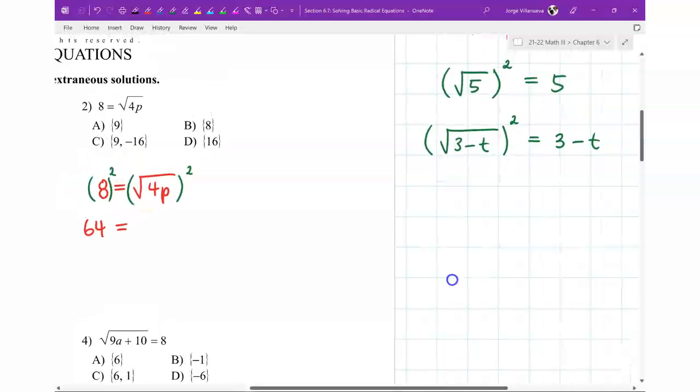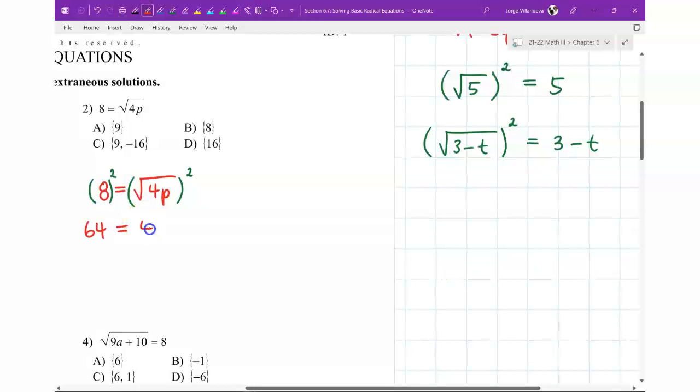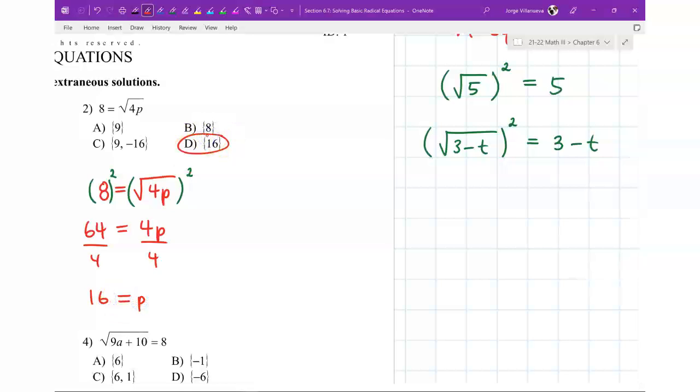And what's the square root of 4p squared? Let me zoom out just so you can see. It's just 4p. So what do I have to do to solve for p? Yeah, just divide by 4. So I get 16 equals p, and there you go. So notice it looks like a complicated process at first, but once you get rid of that square root, it just becomes a basic algebraic equation.